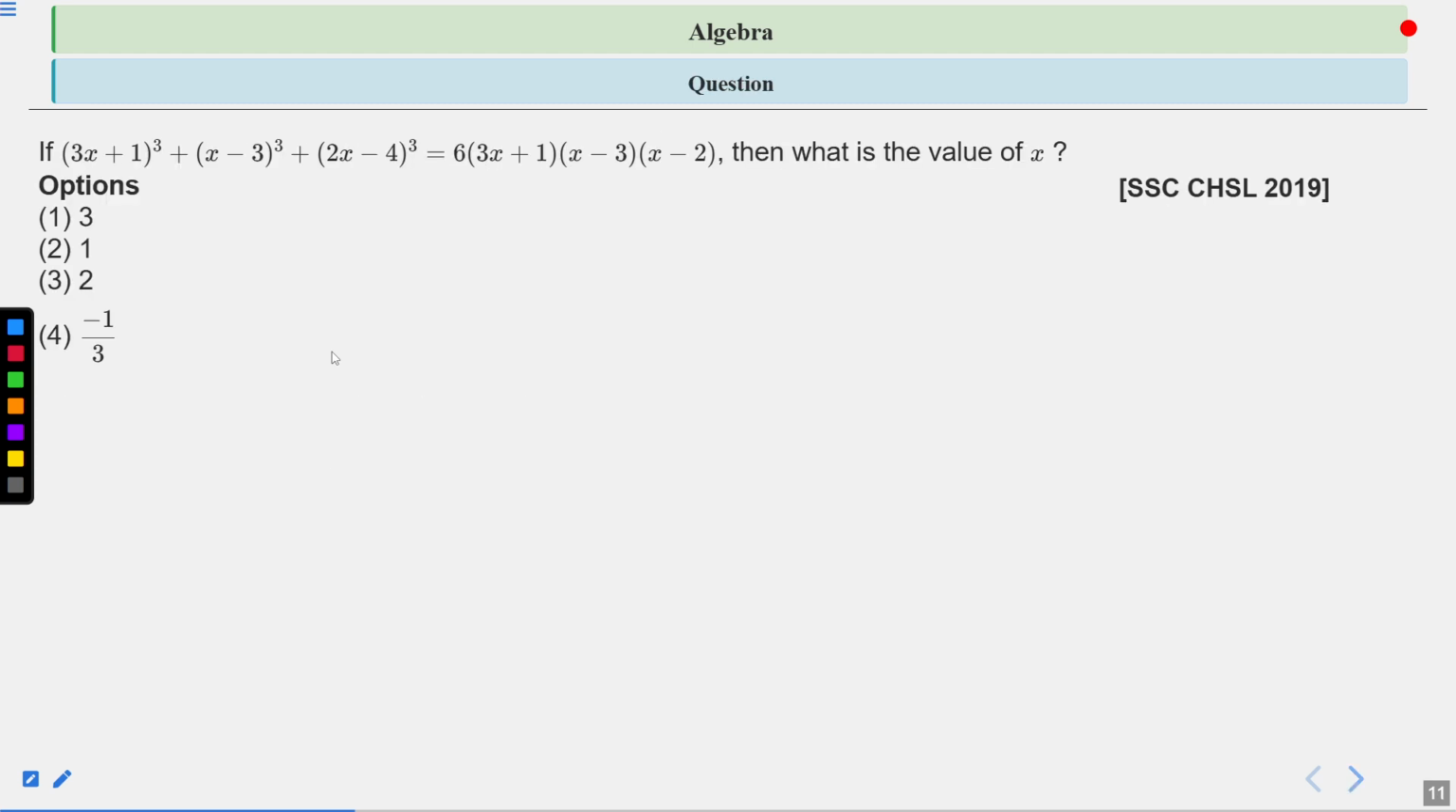If (3x plus 1) whole cube plus (x minus 3) cube plus (2x minus 4) whole cube equals 6 times (3x plus 1) multiplied by (x minus 3) multiplied by (x minus 2), then what is the value of x? This question was asked in the SSC CHSL exam in 2019. There are four options. First one is 3, second is 1, third one is 2, and fourth one is 1 minus 1 by 3. Now you have 10 seconds to analyze the question. Your time starts now.